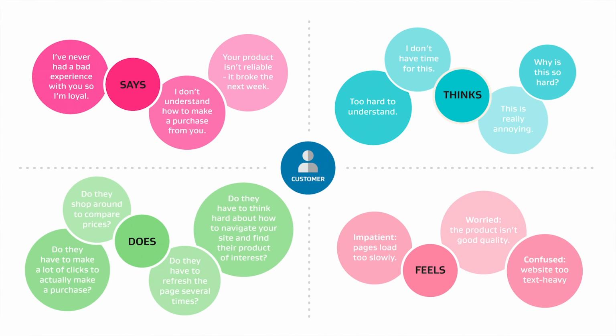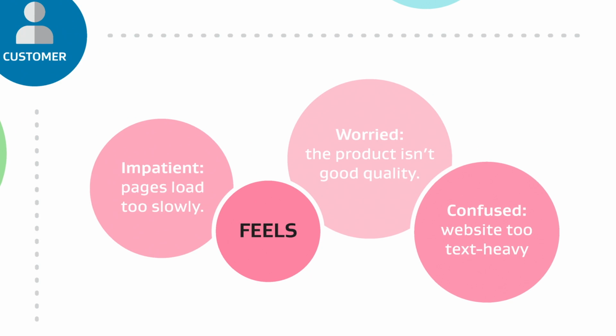And lastly, we have the feels quadrant. This reflects your customer's emotional state in the form of an adjective and short explanation of the context surrounding it. What worries the customer? How do they feel about the customer journey? Examples here could be impatient, pages load too slowly, confused, website too text heavy, worried, the product isn't good quality.